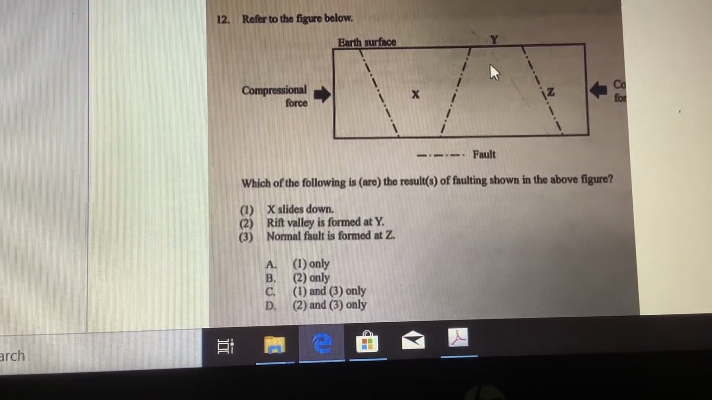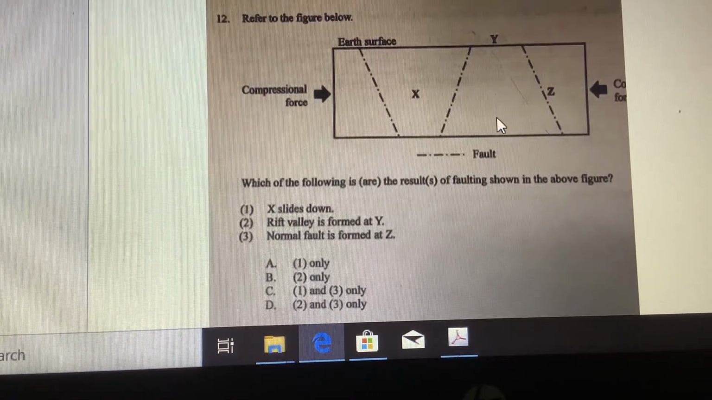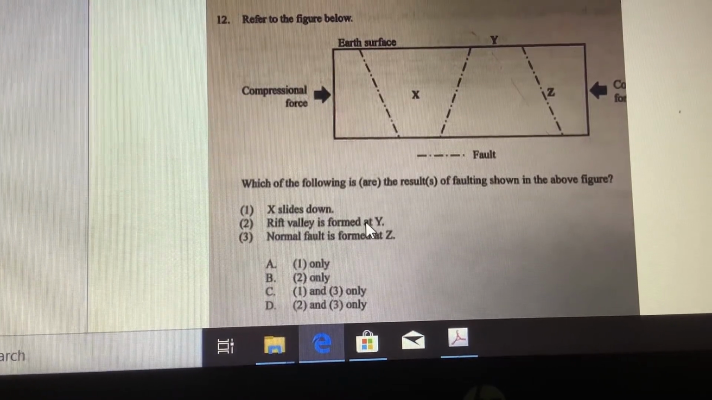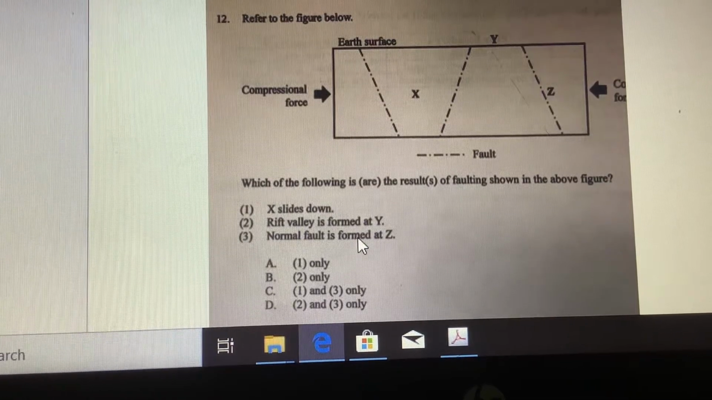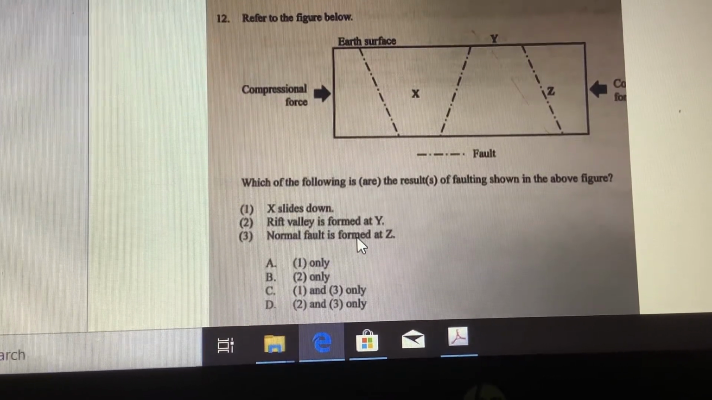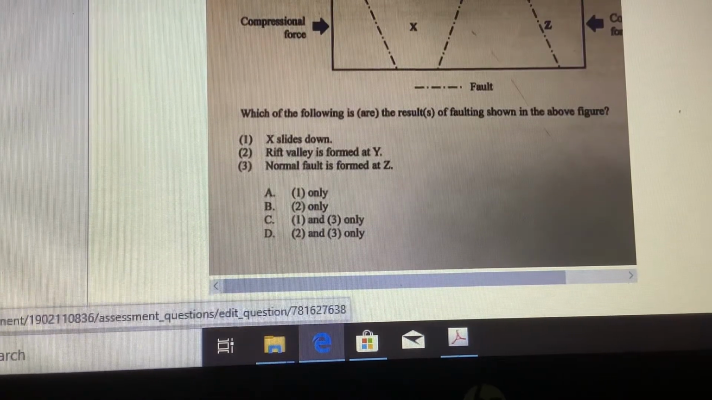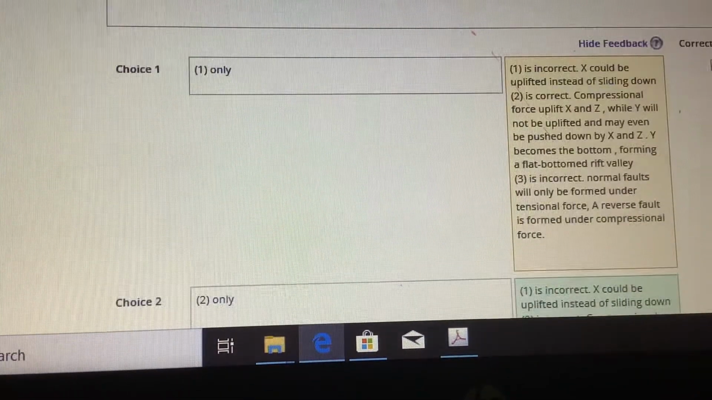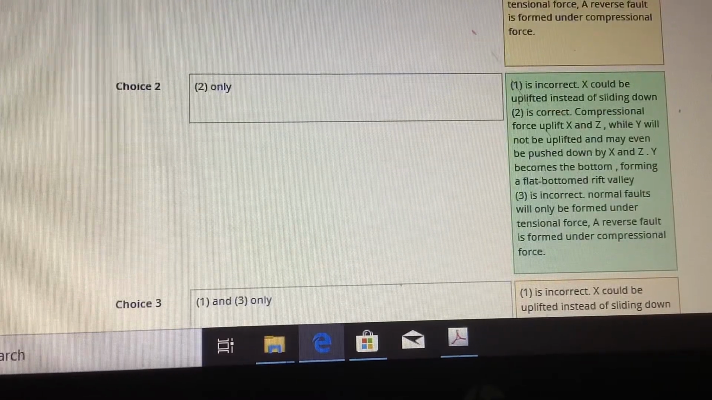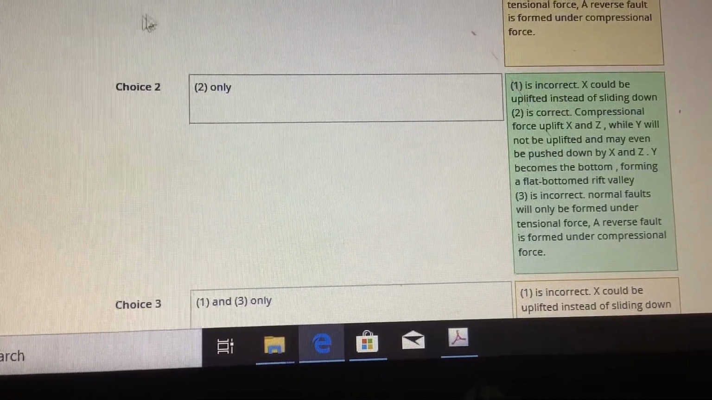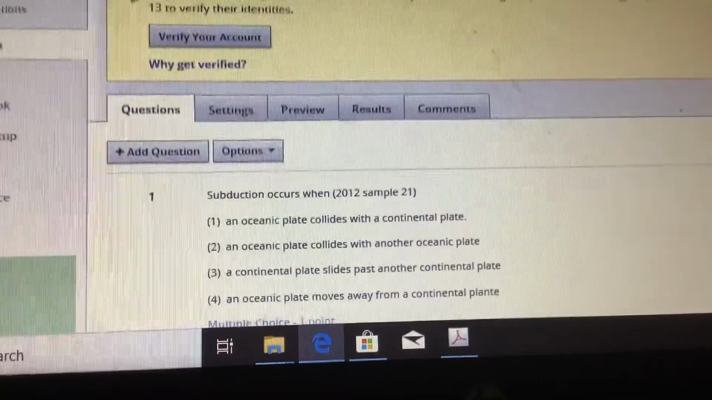Rift valley is formed at Y. Because this one will drop down and this one will rise, 2 is right. And then a normal fault is caused by tensional force, so a normal fault will not be caused by compressional force. So number 2 is the only one that makes sense. Yeah, number 2 is correct. Bear in mind, this one is also something that always takes place in the MC questions.